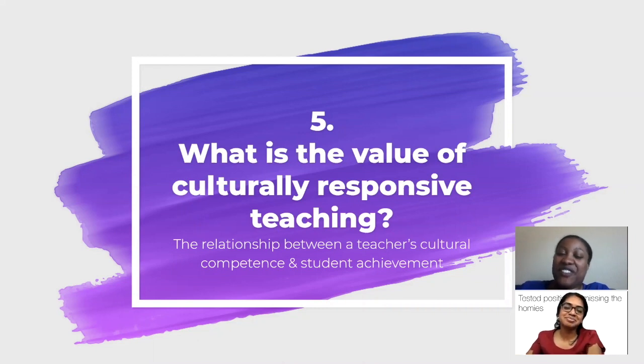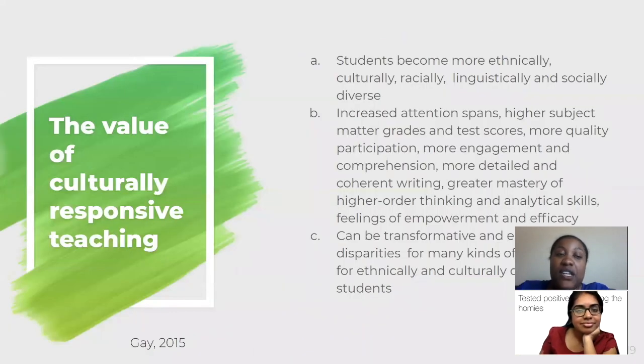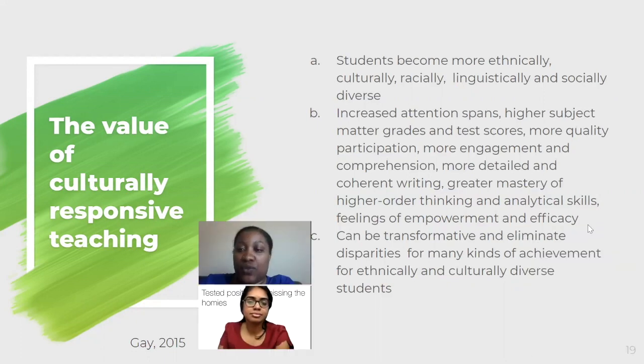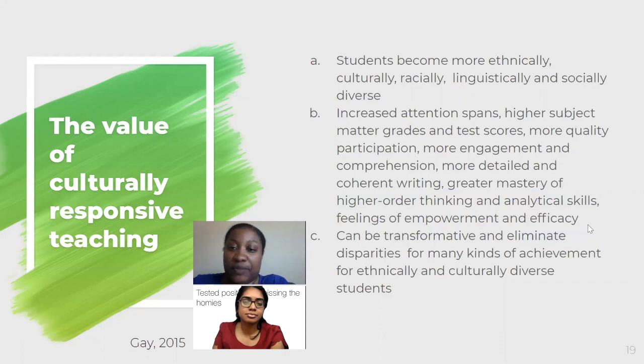So we're going to be focused on the relationship between a teacher's cultural competence and student achievement. So the value that comes with culturally responsive teaching allows students to become more ethnically, culturally, racially, linguistically, and socially diverse. And as a result, it will have students having increased attention spans, higher subject matter grades, test scores, more quality participation, more engagement and comprehension, more detailed, coherent writing, greater mastery of high order thinking and analytical skills, as well as feelings of empowerment and efficacy.